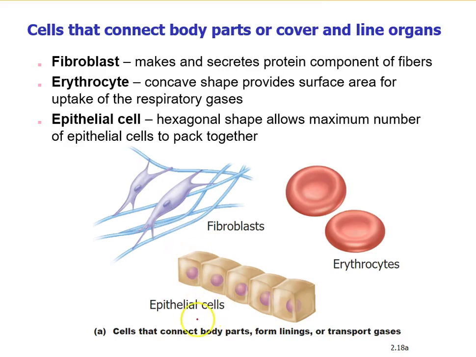The next cell is the epithelial cell. It has a hexagonal shape, which allows the maximum number of epithelial cells to pack together. As you can see, they are very close to each other, kind of joining to each other. So this is how we have different shapes of cells in different locations with different functions.